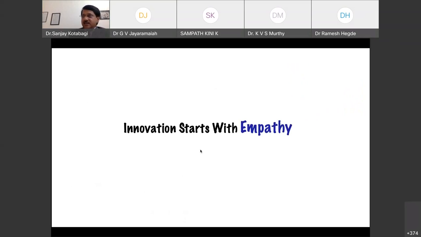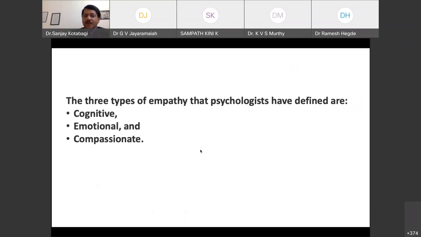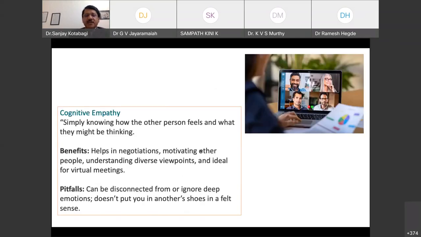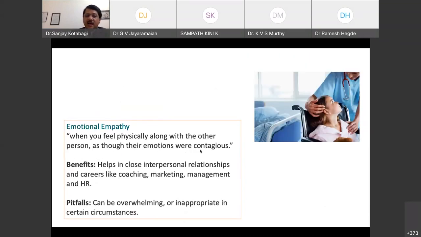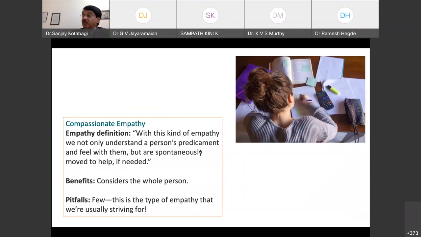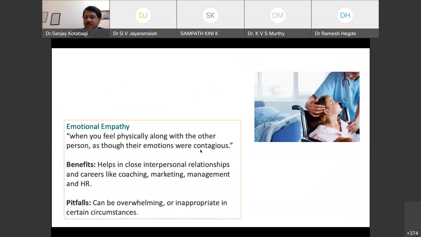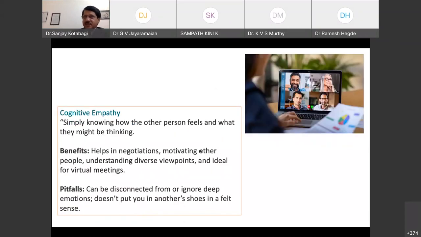Okay. So now, this entire innovation starts with empathy. There are three types of empathy: cognitive empathy, right? Emotional empathy, and then compassionate empathy. And we want the students to get into this compassionate empathy. This, in fact, we discussed last time in detail, but let me again take you through it quickly.